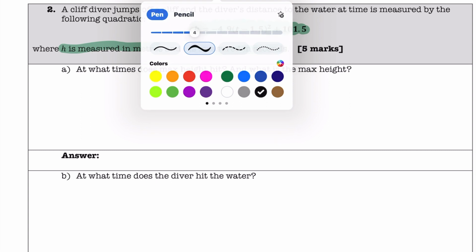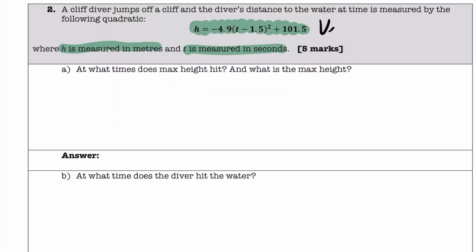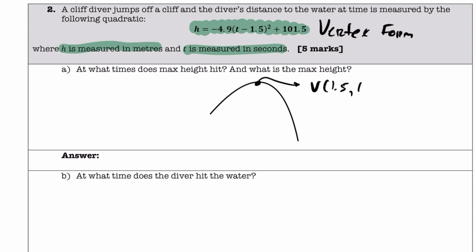Now the observation to make here, and the most important observation, is that this is currently in vertex form. Because this is vertex form, I know I have a quadratic that opens downwards. And not only that, because it is in vertex form, I know the vertex, i.e. the peak of this quadratic, is at (1.5, 101.5). So right away, question A becomes very easy.